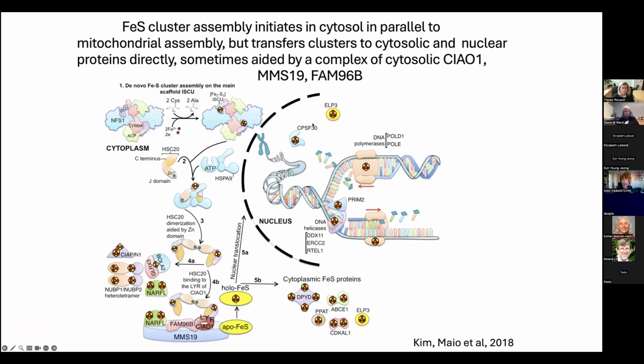Another thing that we found is that in mammalian cells, iron sulfur assembly also takes place initially in the cytosol, in parallel to mitochondrial assembly. This is different from the models that have been circulated. In the cytosol, these nascent iron sulfur clusters can be transferred directly to some proteins, but also transferred to the CIA complex, which is composed of CHOW1, MMS19, and FAM96B. And they seem to be particularly useful as a platform for providing iron sulfur cofactors to nucleic acid modifying proteins.